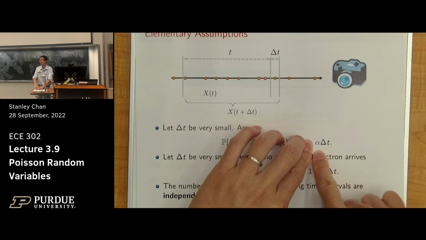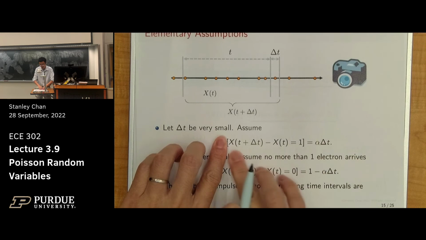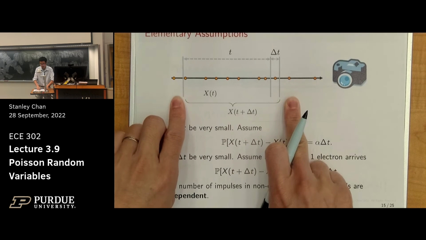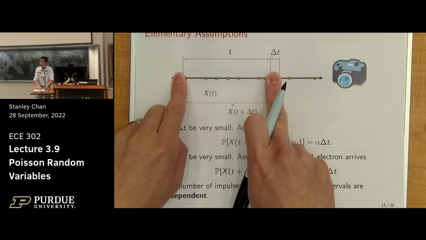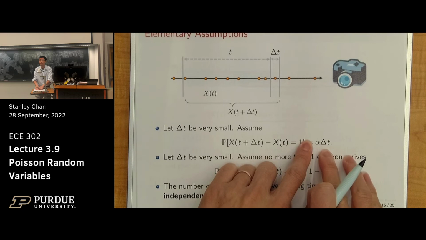It has to be a really small number. On the left-hand side of this equation, there's a probability. Inside the probability, of course, there's an event. The event says that x of t plus 1, which is the total number of counts during this t plus delta t time, minus x of t, which is the original chunk, would be the number of photons within the delta t. So we say that within the delta t, there is one photon. What is the probability? Alpha times delta t. It has to be less than 1, a small number.